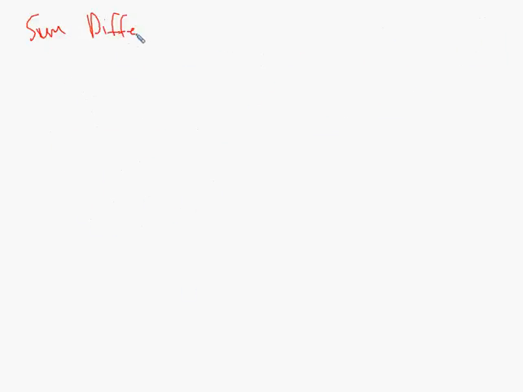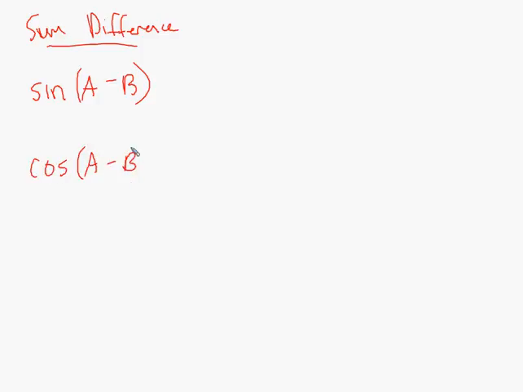Sum and difference formulas. Alright, so we have sine, cosine. There is a tangent one, but it does not appear on your test or quiz, so I'm going to skip it. The sine difference: sine A cosine B minus cosine A sine B.